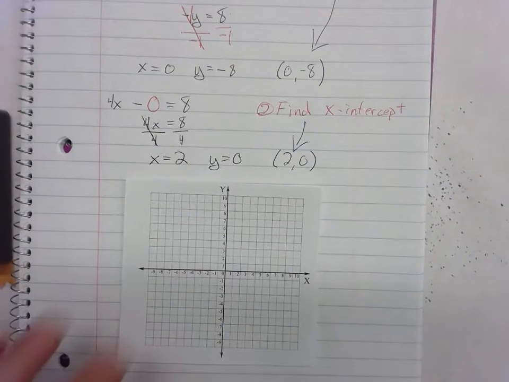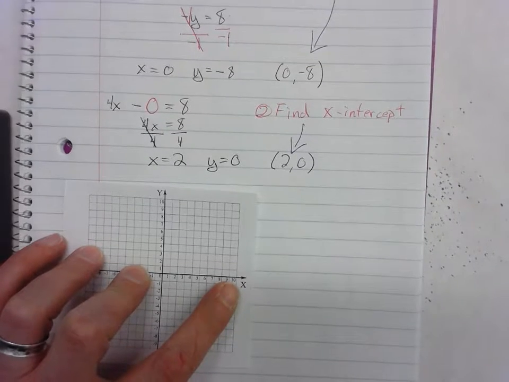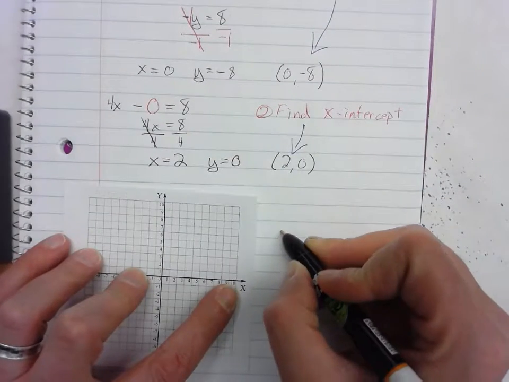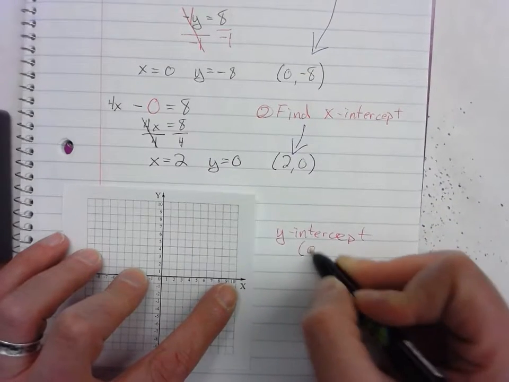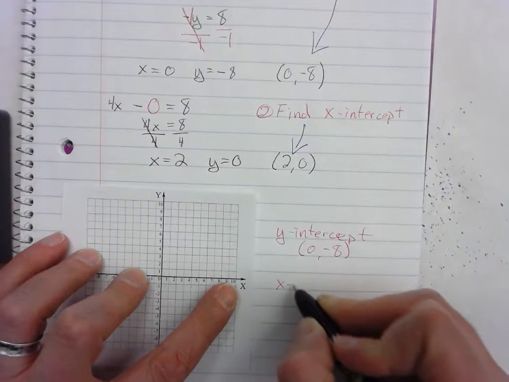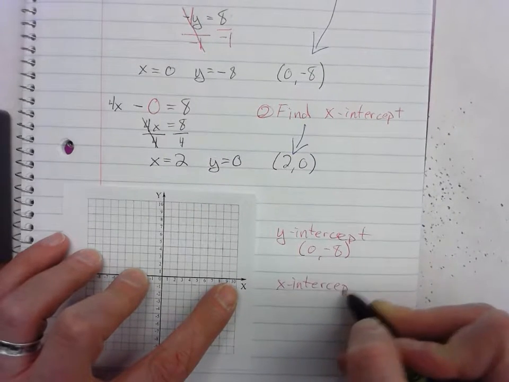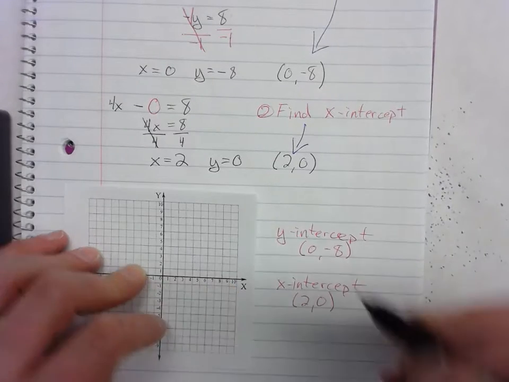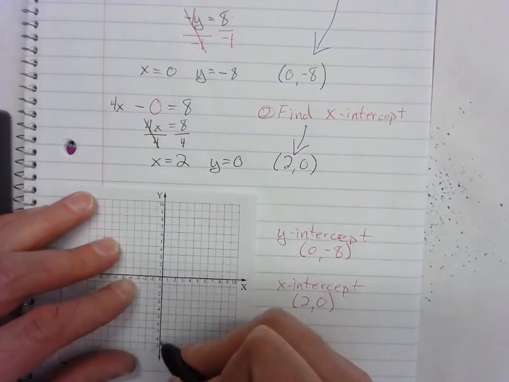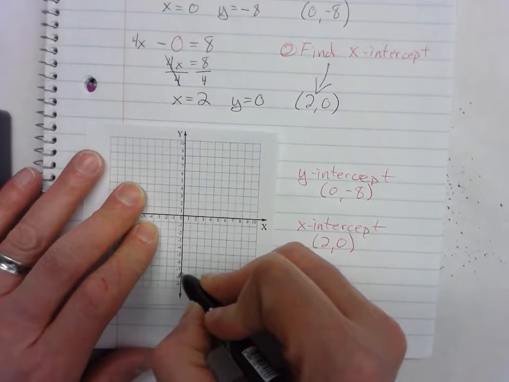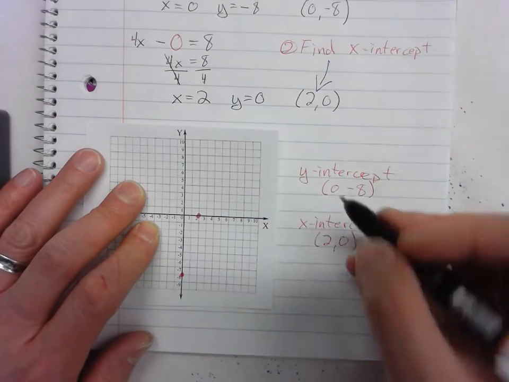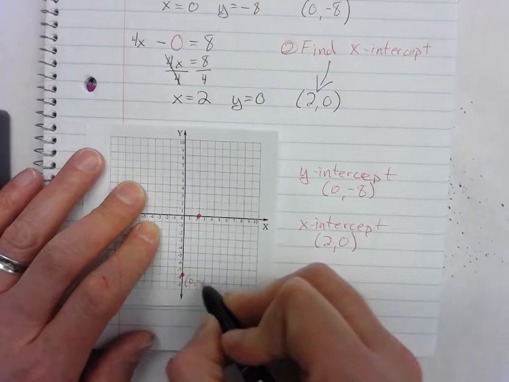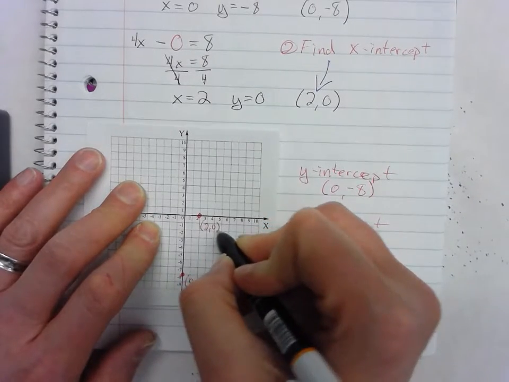There is that. And just so we have this all here, I'm going to do this very similar to what we had on the last one. Y-intercept is going to go here at 0, negative 8. And then your x-intercept is 2, 0 there. So y-intercept, 0, negative 8. I find that at negative 8 on my y-axis. That's my y-intercept. And then 2, 0 is right there on my x-axis. So that's 0, negative 8 right there. That's 2, 0 right there. Zoom in a touch, I suppose.